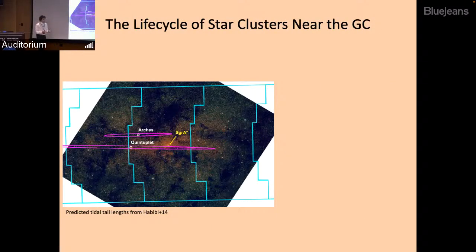The second science case I wanted to bring up was studying the life cycle of star clusters at the Galactic Center, like the Arches and Quintuplet. Now, because of the steep gravitational potential, these clusters are only expected to live for 10 to 20 million years before they get tidally disrupted. So even at their young age, they're expected to have large tidal tails, like these magenta ovals here, but it's never quite been observed.